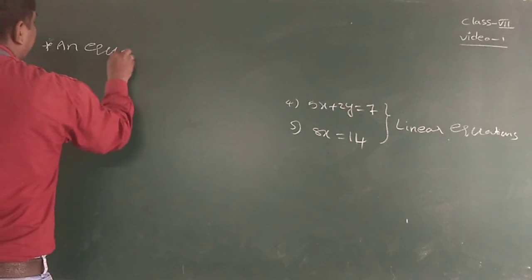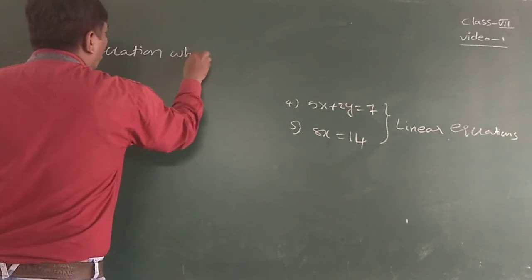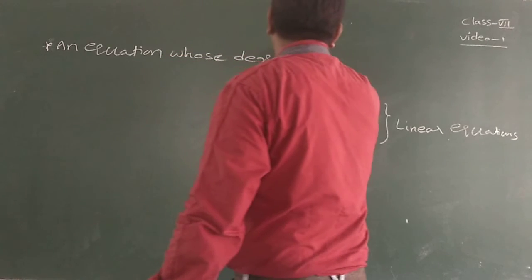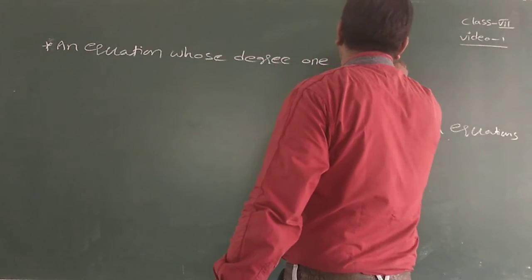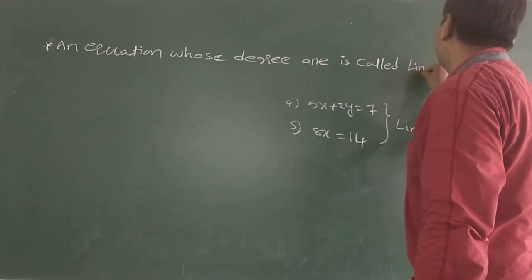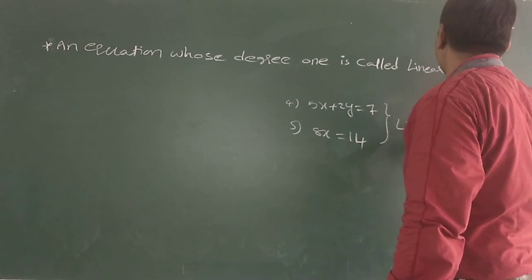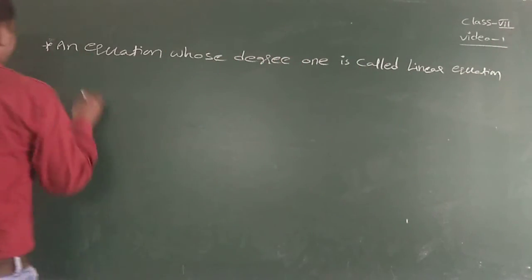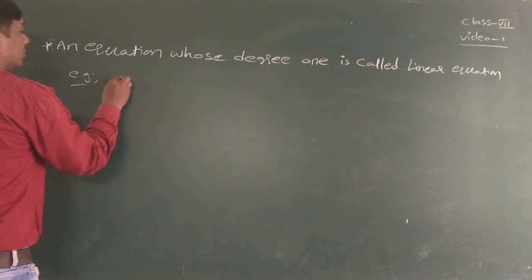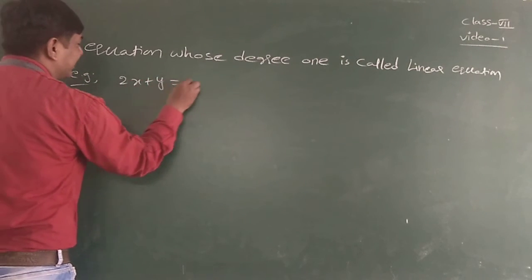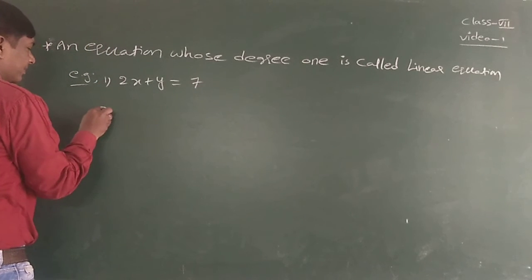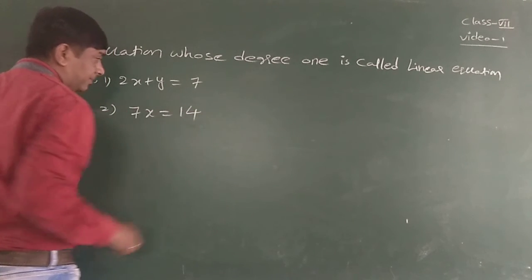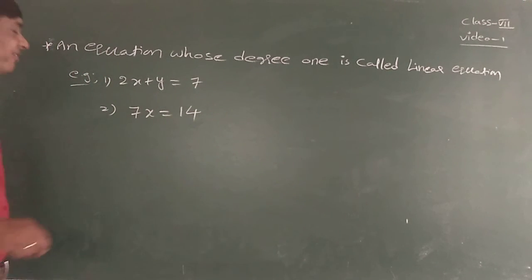An equation whose degree is 1 is called a linear equation. Okay. So the example is 2x plus y is equal to 7 and 7x is equal to 40. These two are linear equations only.